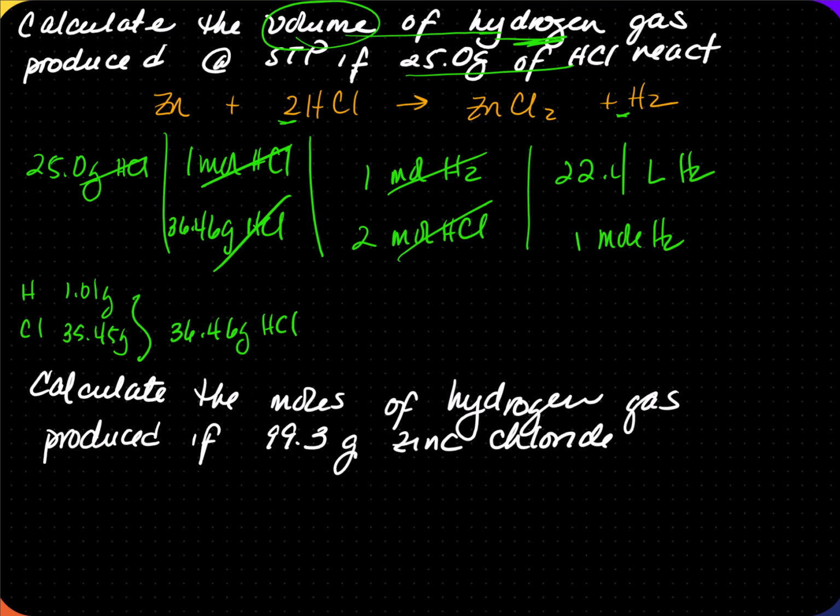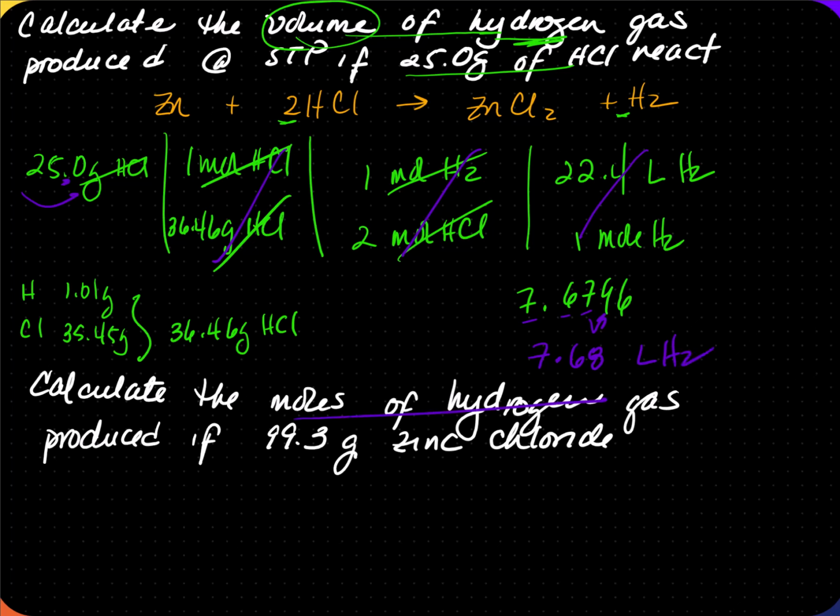25 times 1 times 1 times 22.4 divided by 36.46 times 2 times 1. You get 7.6796. Now I need to do sig figs. The conversion factor doesn't count. There's 3 significant digits, so 1, 2, 3, I look 1 to the right, the 7 becomes 8 liters of H2.